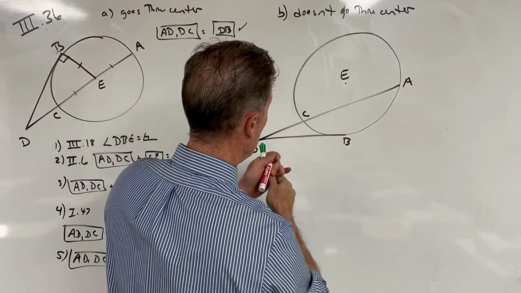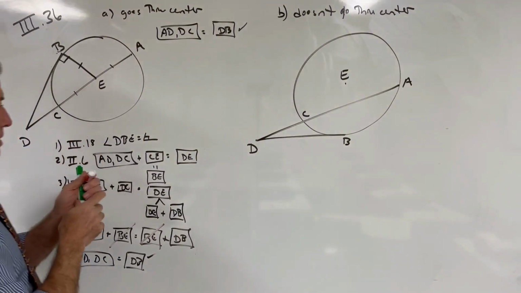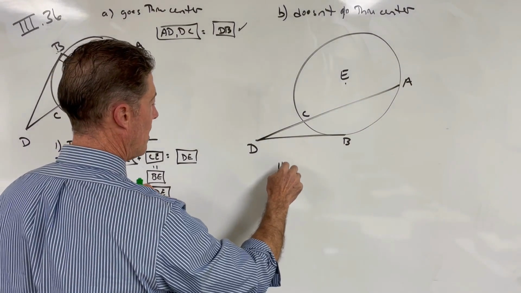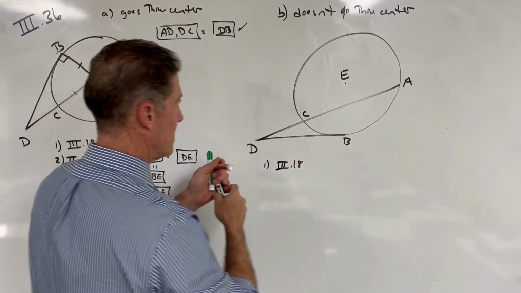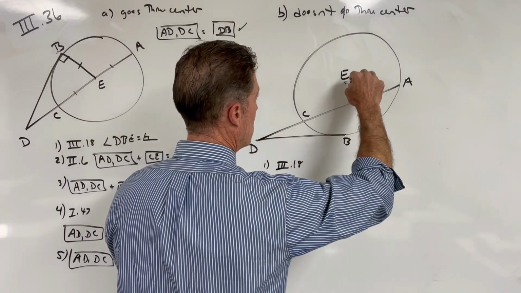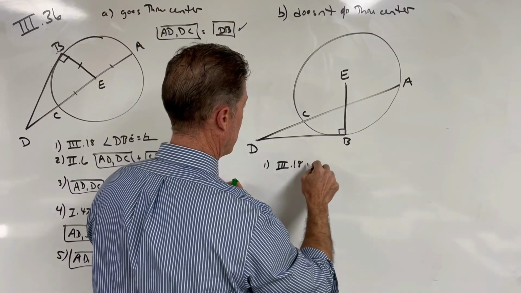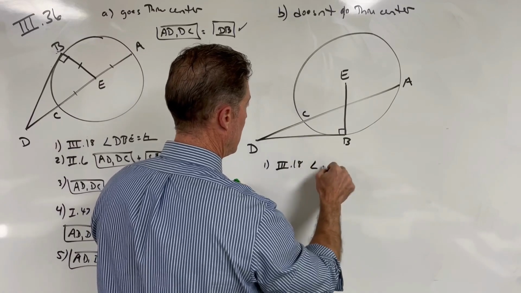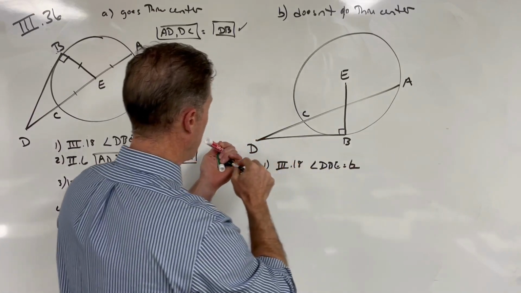And the first thing we want to do is create, as we did before, we want to invoke Book 3, Prop 18. And that tells us if we draw a line from the center to the point of contact, it will contact that tangent line at a right angle. So angle DBE, as before, is a right angle.